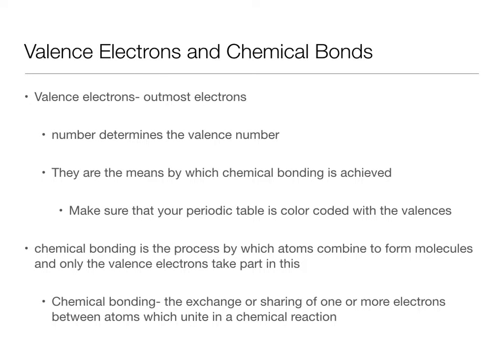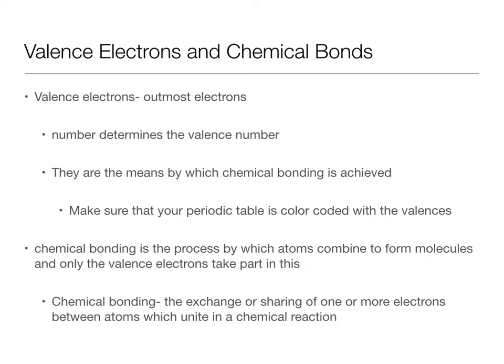Valence electrons and chemical bonds. Valence electrons are the outermost electrons. The number determines the valence number. Okay? So like group 1 has 1. Group 2 has 2, Group 3 has 3, Group 4, and so forth. Okay? They will determine how your chemical bonding is going to be achieved. We've already color-coded and we've already set that up. A chemical bond is a process by which atoms combine to form molecules, and only the valence electrons take part in this. The inside electrons will not take part in this bonding. They are protected and they are drawn closer to the nucleus. There's a shielding that's going on.